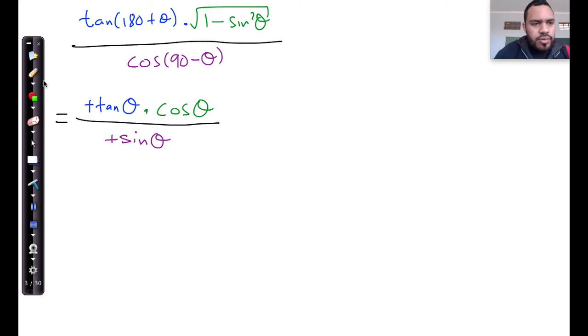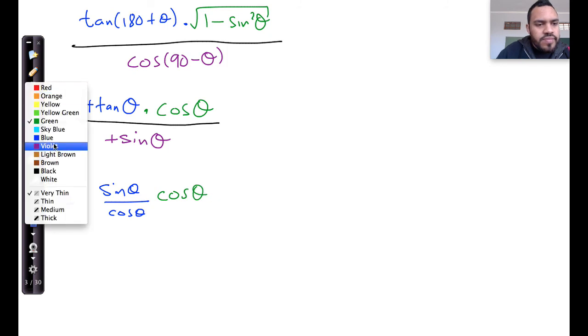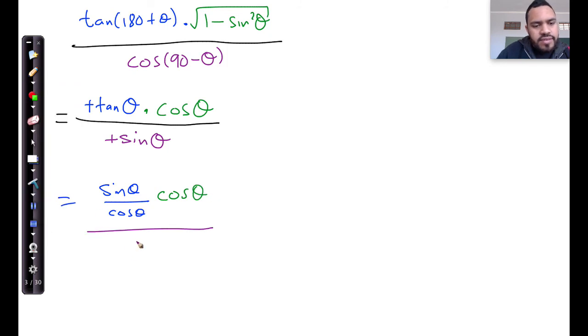So now I'm almost done. I'm going to simplify this further. I'm going to say tan of theta, a grade 11 identity, says sine theta over cos theta multiplied by the green cos theta that we get over there, all over sine of theta. That's our denominator.